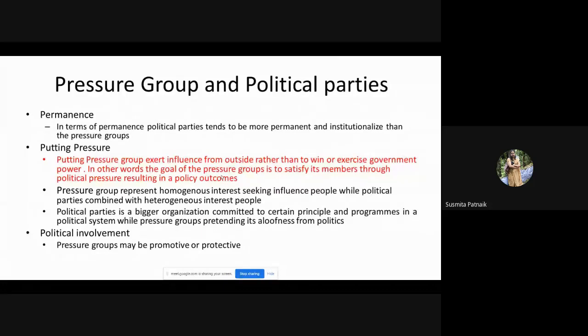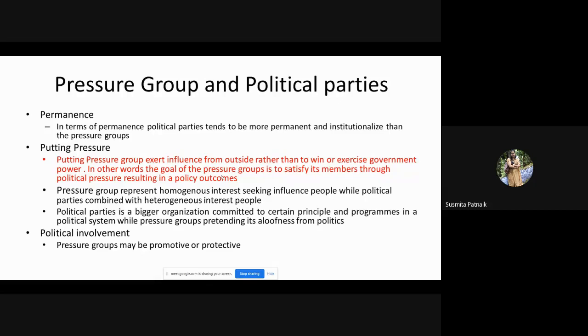In the case of putting pressure, political parties never put pressure upon the legislatures to make a lobby. The political party only makes certain horse trading, that is called ghoda bepar in Odia. If the party's interest is not satisfied, then the member will exit the party and rejoin another political party. But pressure groups will not exit and will not rejoin; they put pressure upon the government to satisfy their members through different techniques.